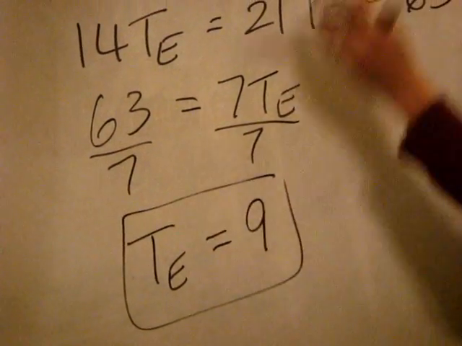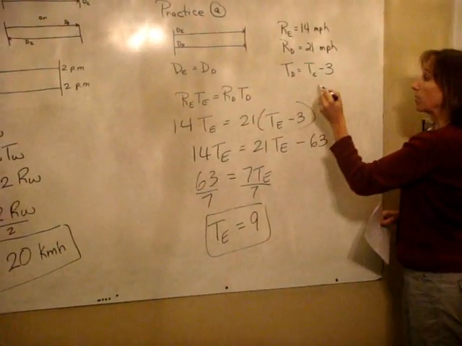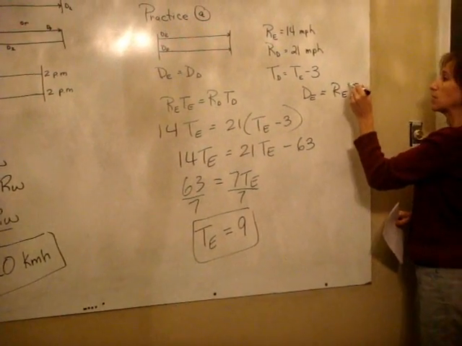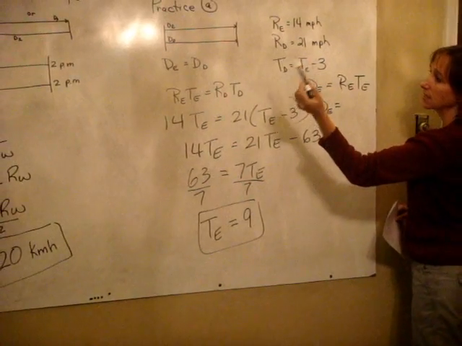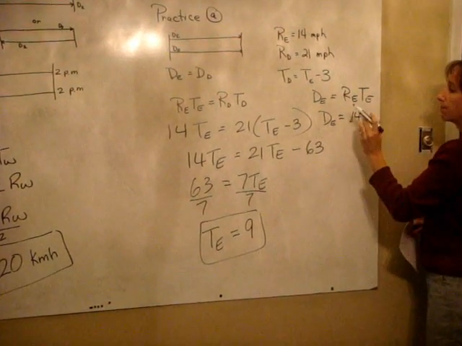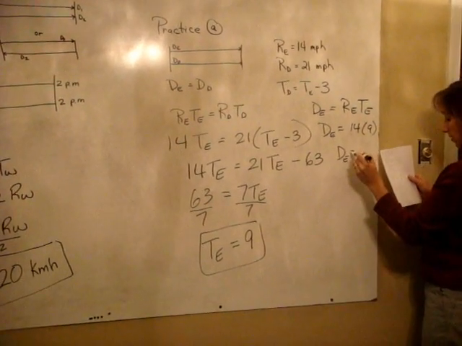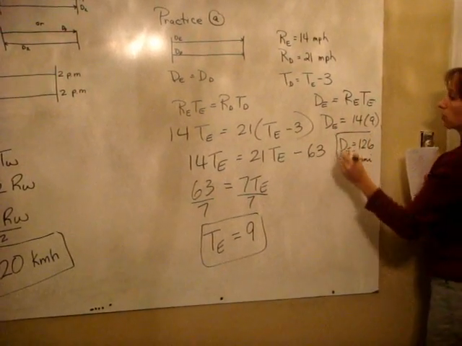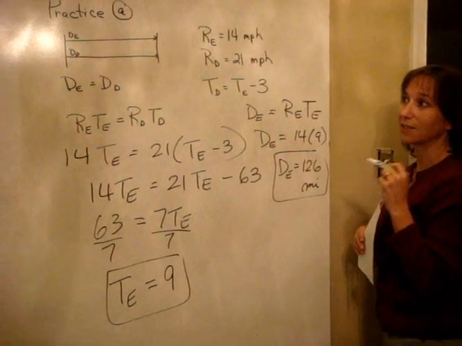But we don't want the time of Elvira, we want the distance. So we have to go back here, and we know the distance of Elvira equals rate of Elvira times the time of Elvira. Her rate is 14. Her time is 9. So we get the distance of Elvira equals 126 miles. So hopefully you already got that, and that was just a quick review. That's it for lesson 22.